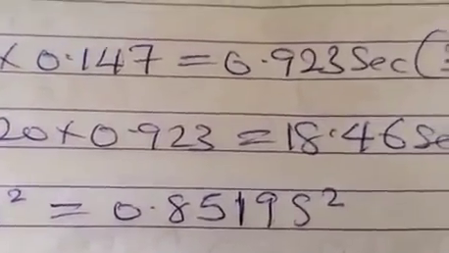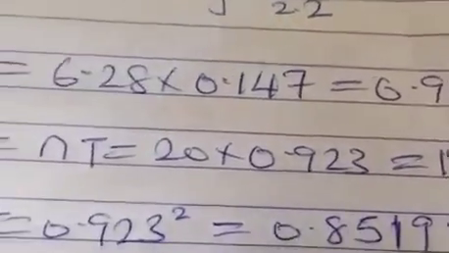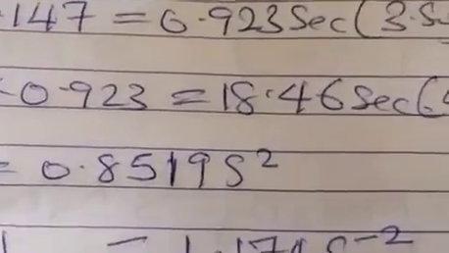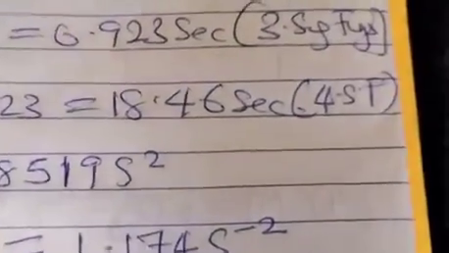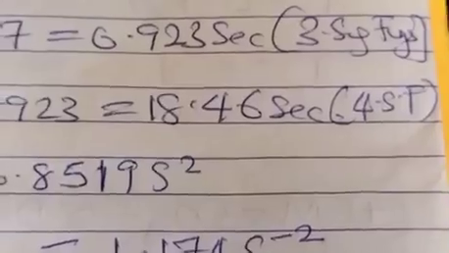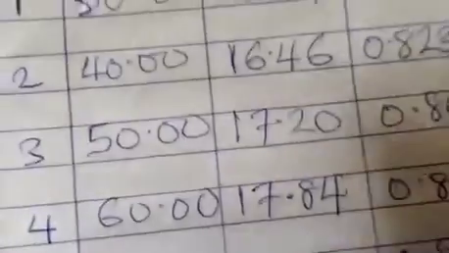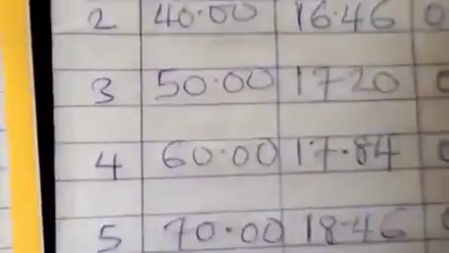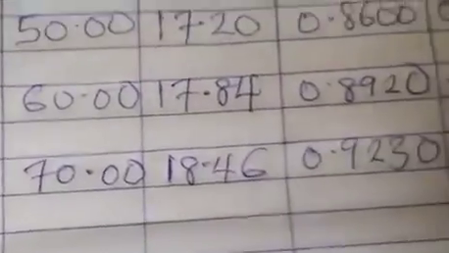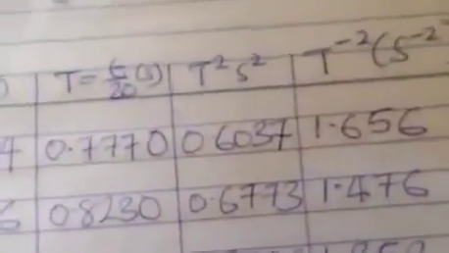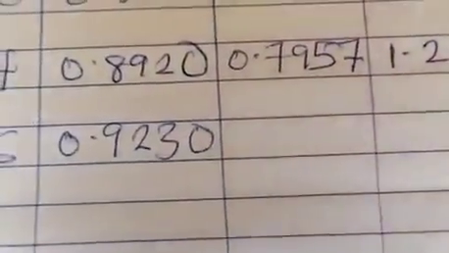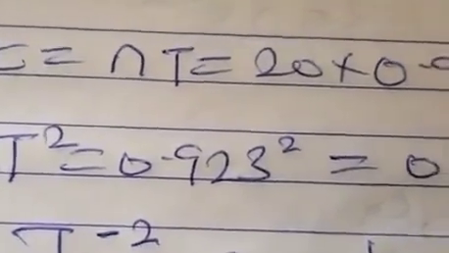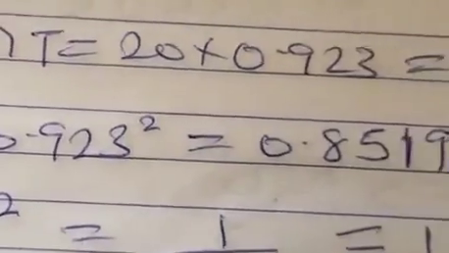Having gotten our period, we'll do our small t, the time for the total oscillation. So small t is number of oscillations times period. That is 20 oscillations times 0.923. That gives us 18.46 seconds to 4 SF. So report 18.46 on the table.